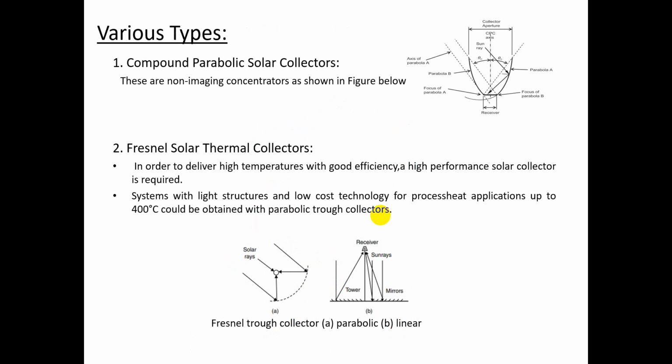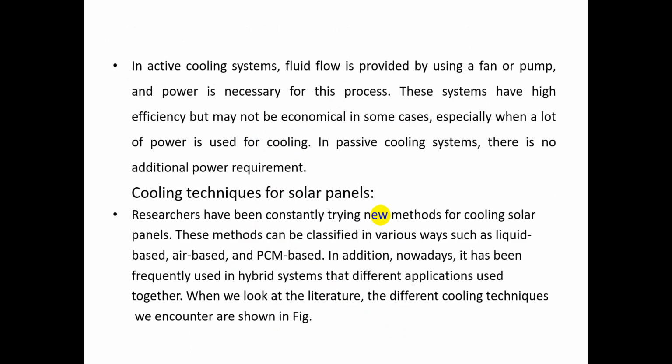The various modules available in the market are the compound parabolic based solar collector and the Fresnel solar thermal collector. Usually in an active solar cooling system, the fluid is circulated using a fan or pump, and power is necessary for this purpose. These systems have high efficiency but may not be economical, especially when a lot of power is required for the cooling. In a passive cooling system, there is no additional power requirement.